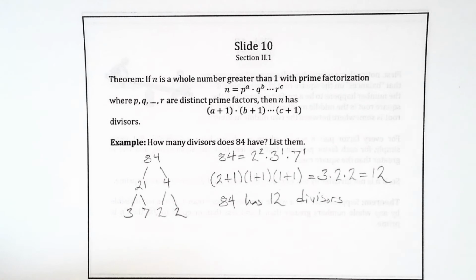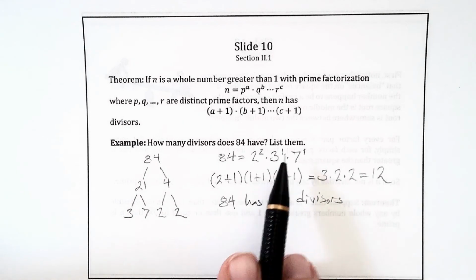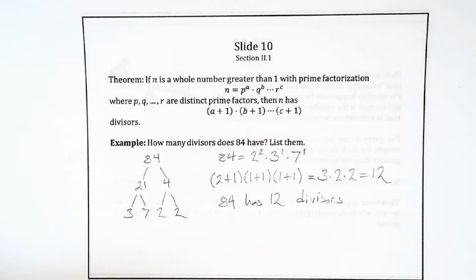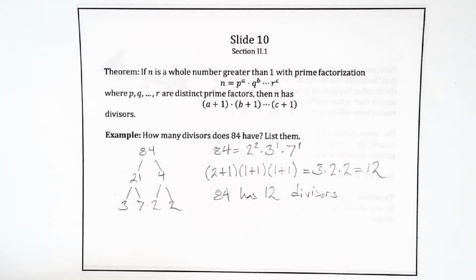And this is a powerful idea. On an exam, if you're asked how many divisors a number has, but you're not asked to list them all, then don't try to list them. Sometimes that's really hard to do. Instead, use the prime factorization together with this formula. The example asks us to list them. I'm not going to do that right now because it's very similar to the last one, but it's something to try to do for practice, and we'll talk about it on the homework as well.